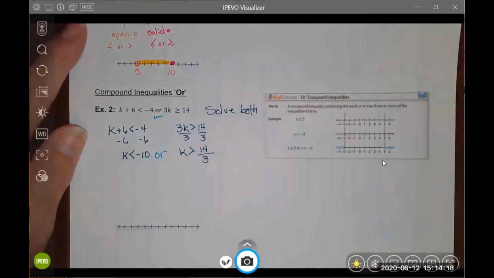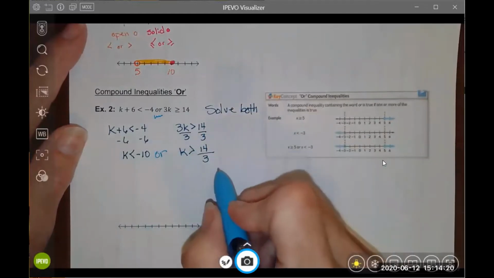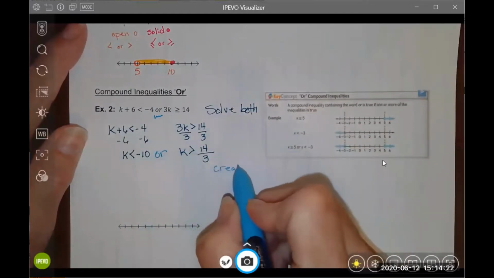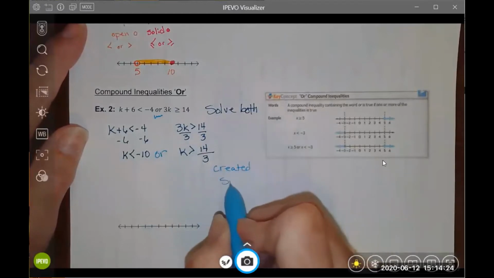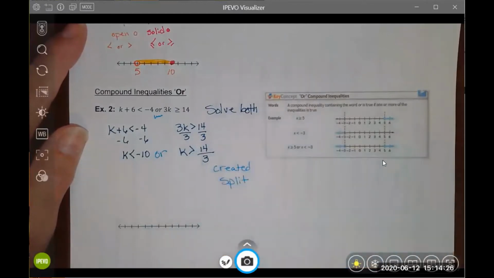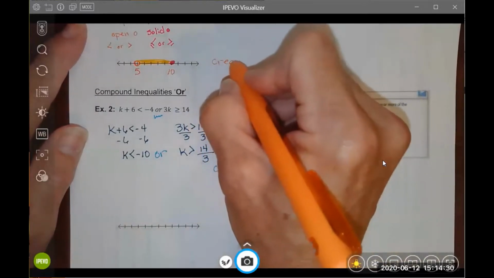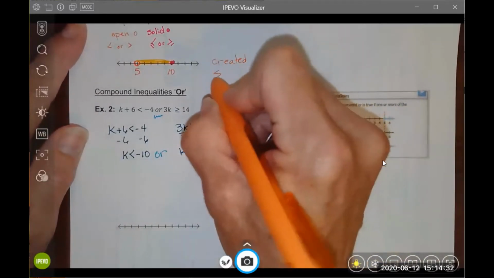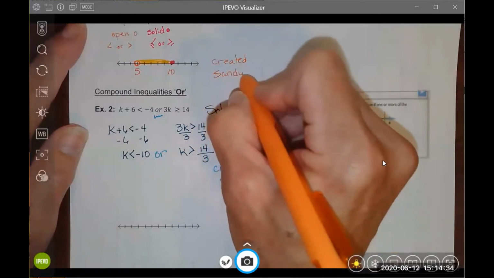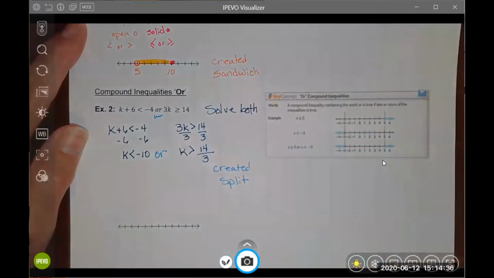So what I want to show here is that my or statement created a split solution set, whereas my and statement up here created a sandwich solution set. Hopefully that makes some sense. So now I'm going to go ahead and graph my points.